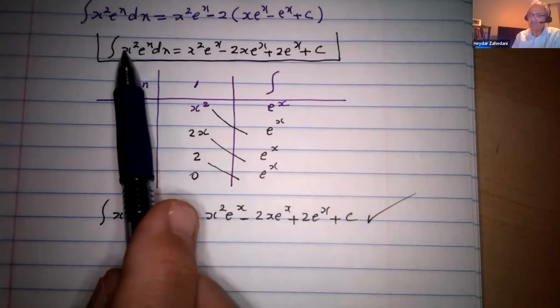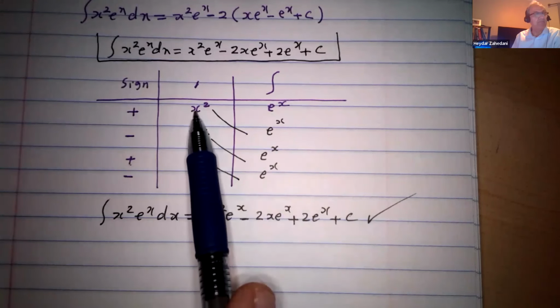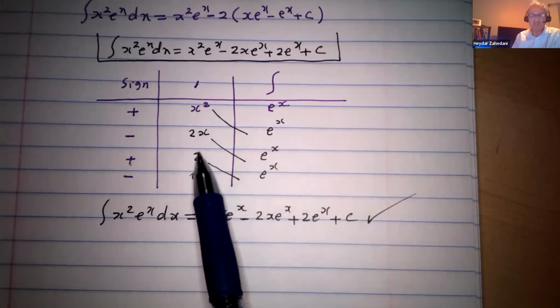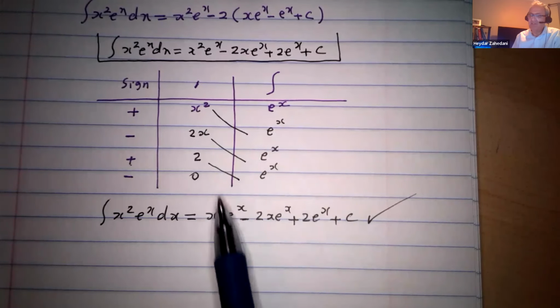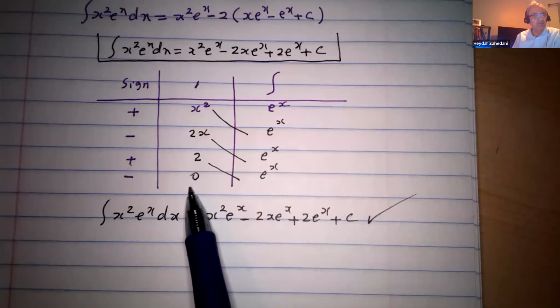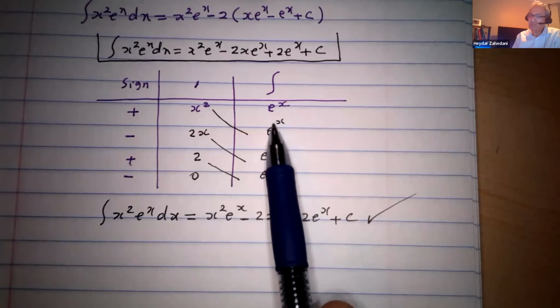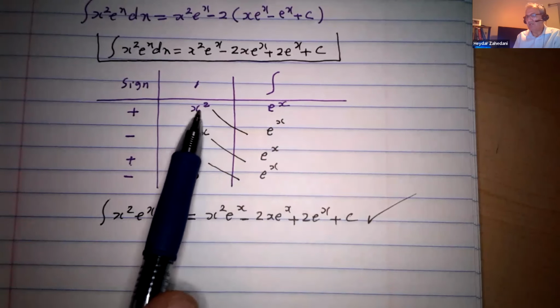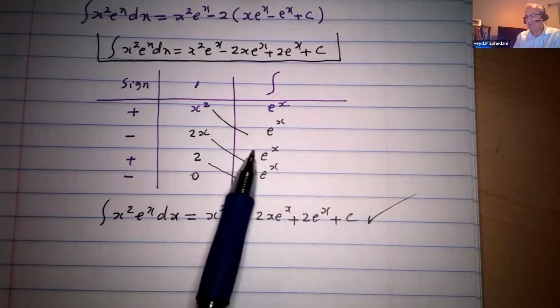So whatever power is, you call it u. The leftover here. For the first column, you differentiate, you go down. Derivative of x squared, 2x, 2, 0. You must end up with a 0. In this column, you integrate. Then the way you're going to collect the result, cross multiply.